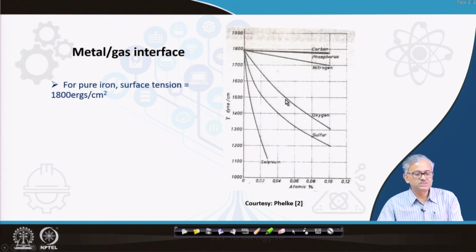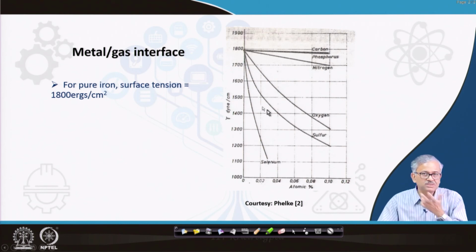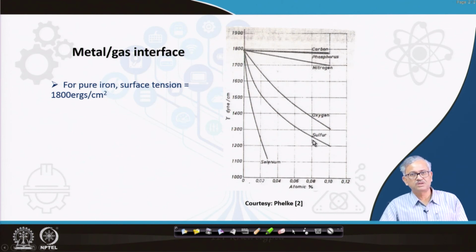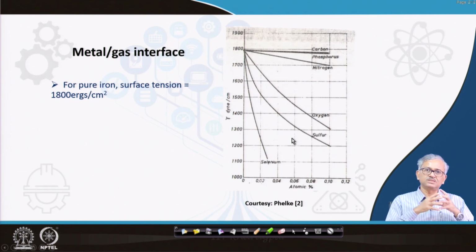With oxygen also it comes from 1800 to around 1300 at 0.1 weight percent. So, you can significantly decrease it, but still the value is high, 1800 to 600 ergs per centimeter square you can reduce, but that is not very significant. Still the surface active element reduces the surface tension, because when the surface tension decreases, obviously the stability of the foam increases, and that is a good thing. So, during refining also surface tension in the slag metal interface decreases, and again surface active elements reduce the surface tension of the metal gas interface.